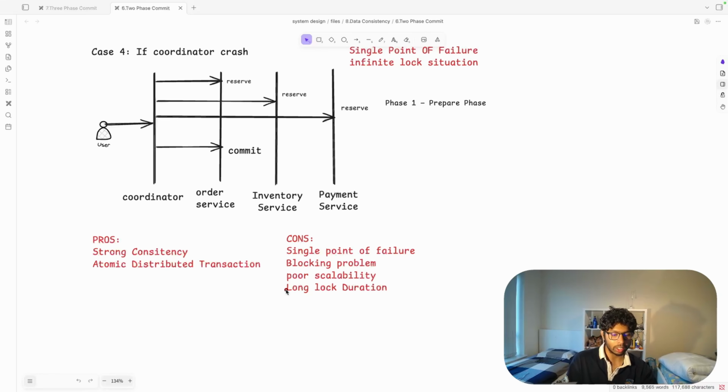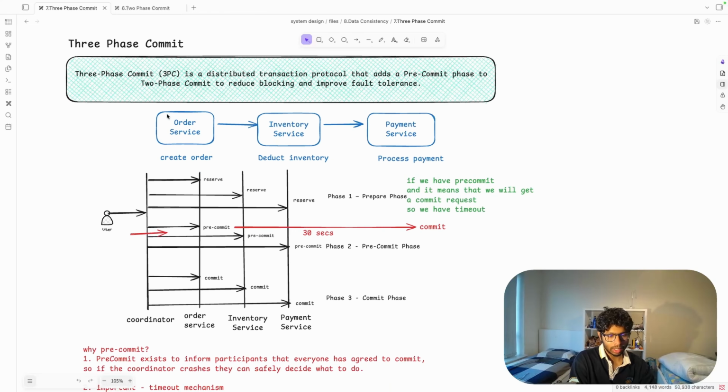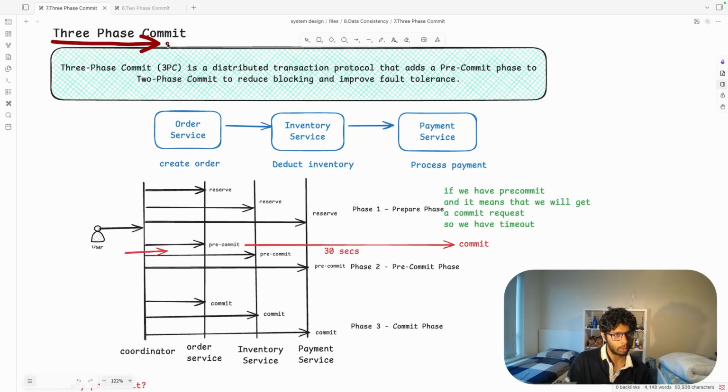Now let's move to the three-phase commit. We needed to do this revision because it was necessary to understand three-phase commit. So this is a three-phase commit and it is very easy to understand. First of all, let's move to the definition. The three-phase commit is a distributed transaction protocol that adds a pre-commit phase. What that means is in our two-phase commit we have two phases. The first one is the prepare phase and the last is the commit phase. In the three-phase commit we have one more phase that is known as the pre-commit.